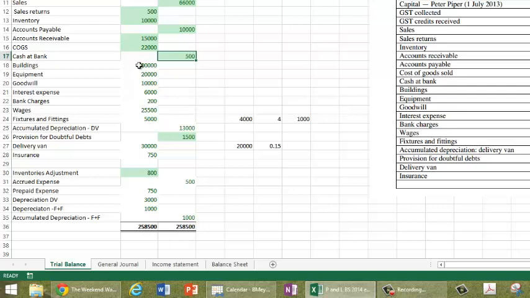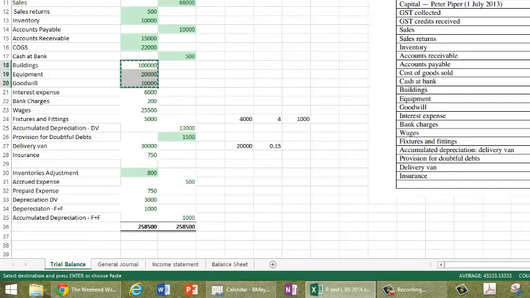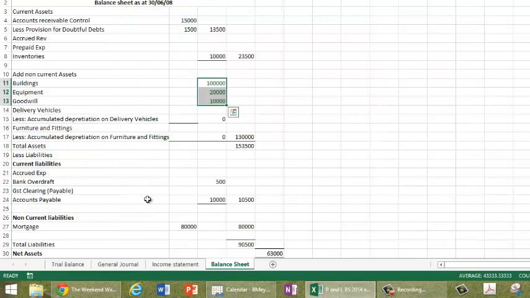Now we've got a whole lot of current assets here to put in. Buildings, equipment and goodwill, so that they all go into here. The next thing is a delivery vehicle that I've got to find. Delivery vehicle is there, 30,000. Tick that off before I put it in. 30,000. That goes in there.